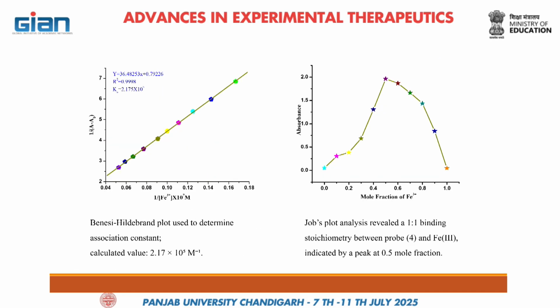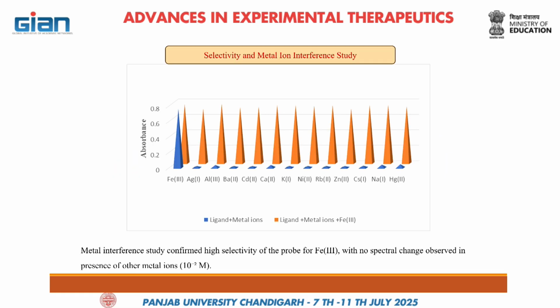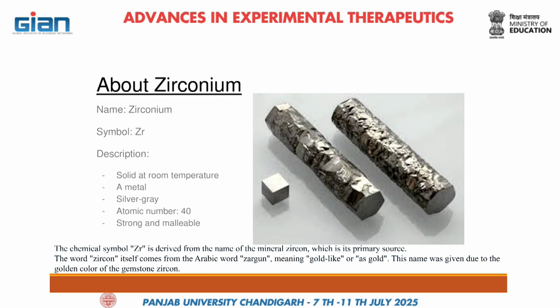Then Benesi-Hildebrand plot analysis was used to determine the association constant, which was found to be 2.17 × 10^5 molar inverse. The Job plot analysis was used to find the stoichiometry between our synthesized compound and the metal ion, which was found to be 1:1. Then the metal interference study confirmed the high selectivity of the probe toward iron, with no spectral change observed in the presence of any other metal ion at 10^-2 molar concentration.